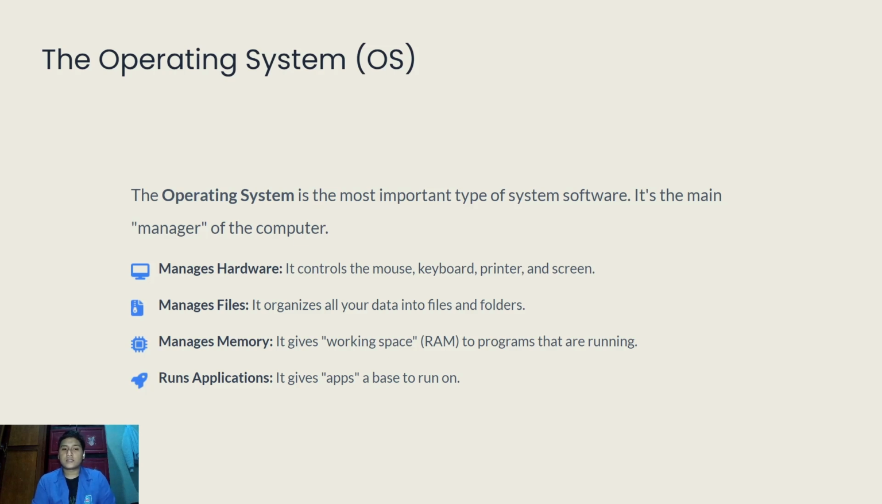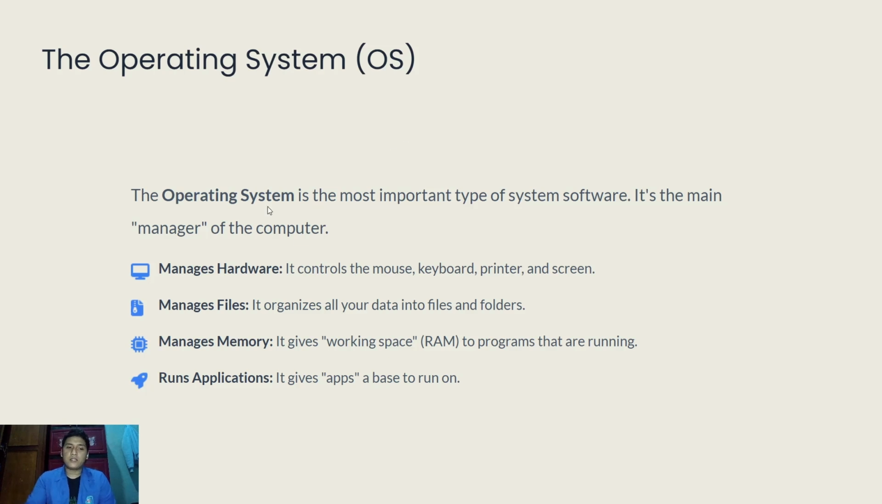The operating system is the most important type of system software. It's the main manager of the computer. There are four things the operating system manages. The first one is managing hardware. It controls the mouse, keyboard, printer, and screen, basically the body of the computer. The second one is managing files. It organizes all your data into files and folders.